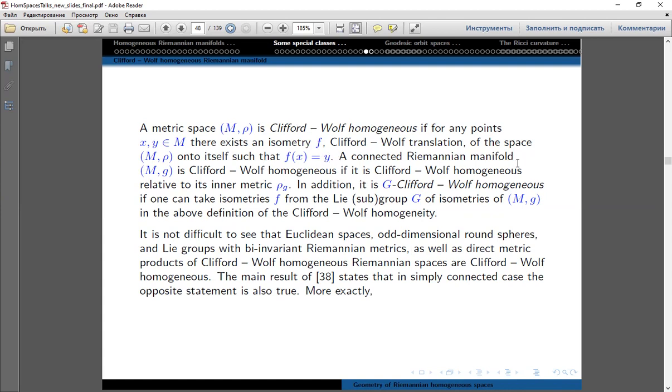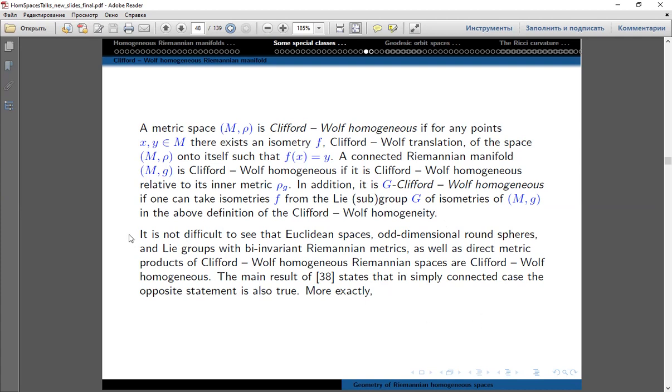Yes, and a definition for Riemannian manifold. A Riemannian manifold is Clifford-Wolf homogeneous if it is Clifford-Wolf homogeneous with respect to its inner metric, rho g. It's natural. And in addition, it's G Clifford-Wolf homogeneous if we can take isometries from this subgroup G of the full isometry group of the Riemannian manifold. It's also a very natural definition.